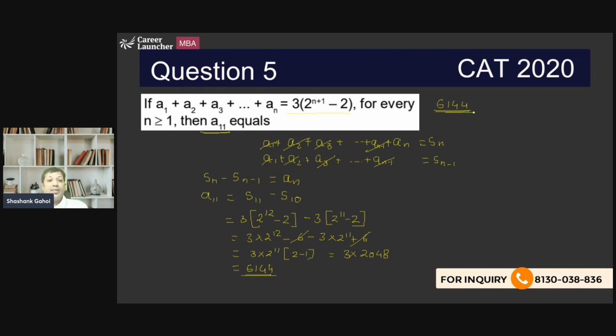This kind of question has been asked in CAT. Remember this: this statement is generic, this statement is always true. The nth term is always equal to the sum of n terms minus the sum of n minus 1 terms. If you remember this, these kinds of questions are going to be a piece of cake for you. Now let's move on to the next question.